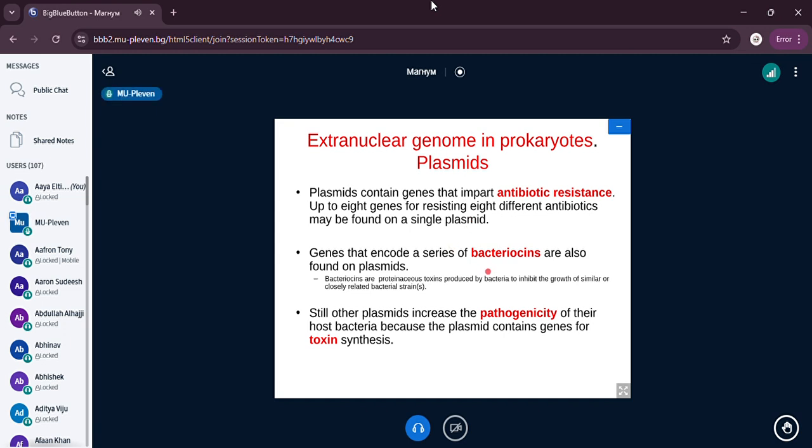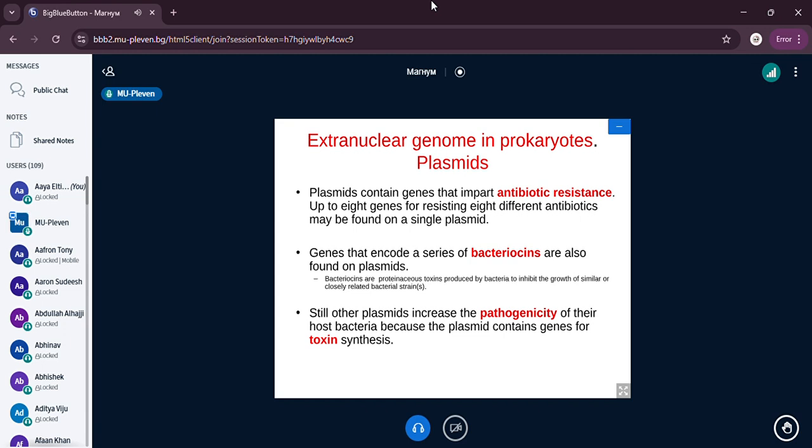Except these genes, there are genes for bacteriocins. These are proteinaceous toxins that are produced by the bacteria to inhibit the growth of similar or closely related bacterial strains for its competition, for surviving. There are other genes in the plasmids responsible for the pathogenicity of the bacteria because they are genes for different toxins, substances that cause illness in the host of the bacteria.